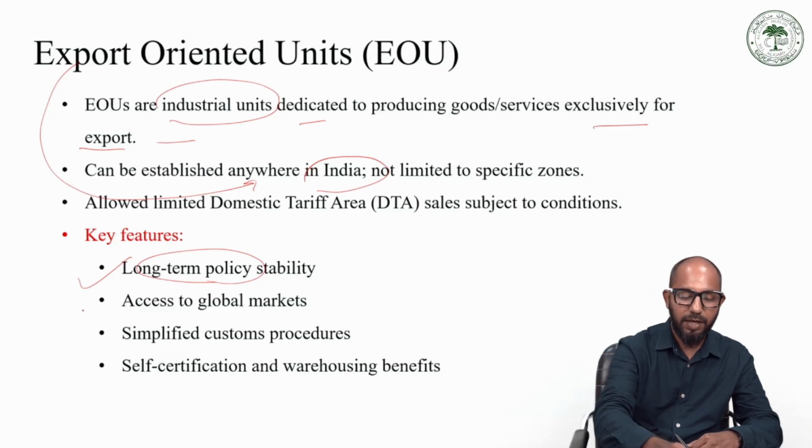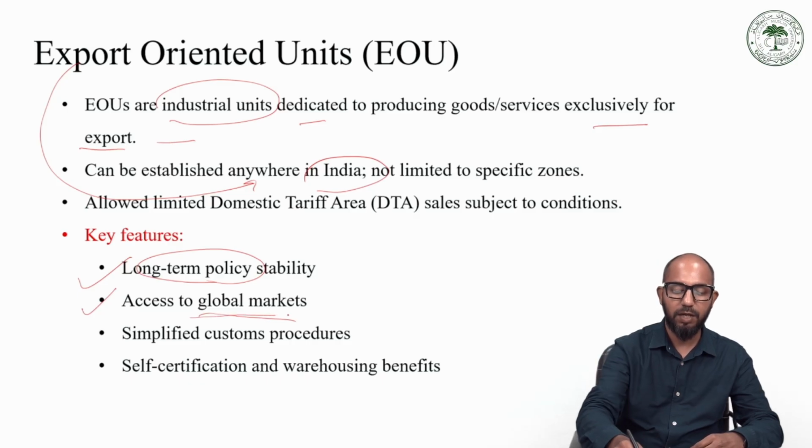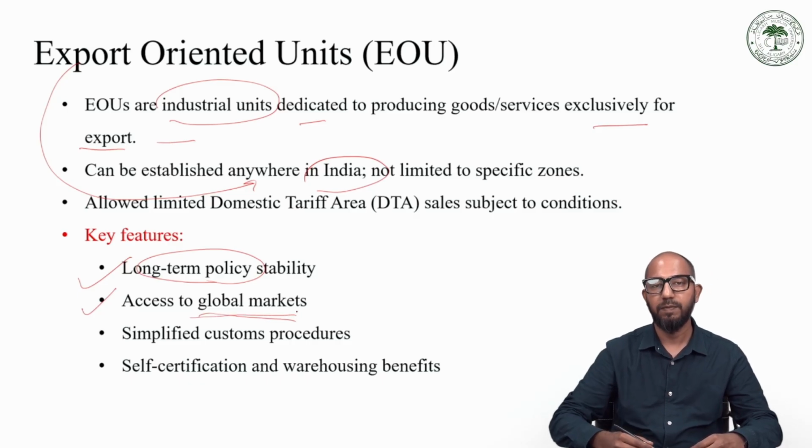The second is access to global markets. The industries in these export-oriented units can benefit from accessing the global market because they are given decision-making assistance, management assistance, as well as other technical assistance. By making use of this assistance through policy, they can explore new markets and become global players.